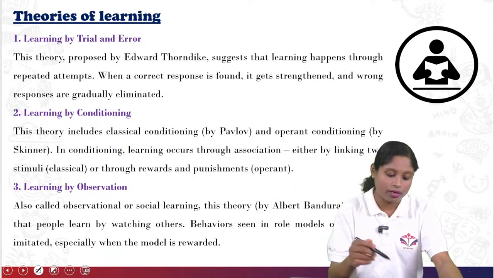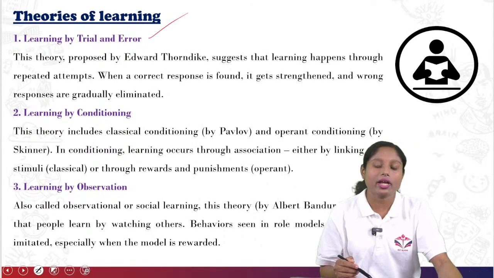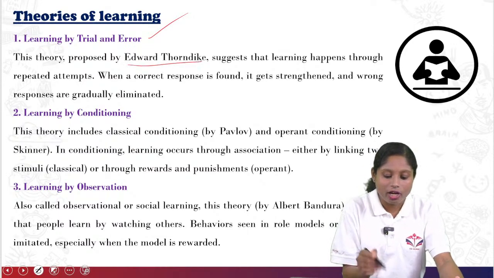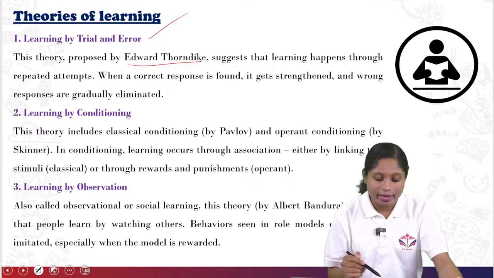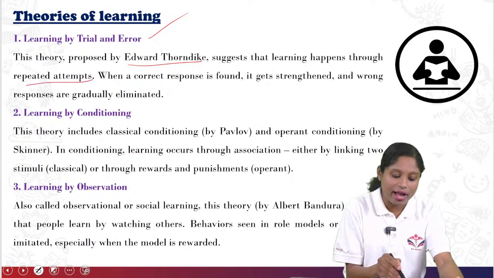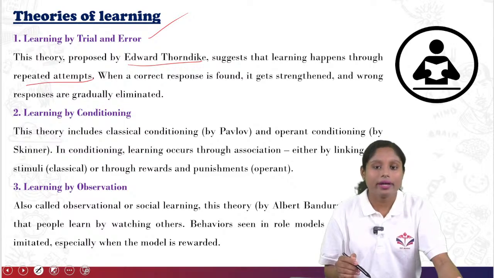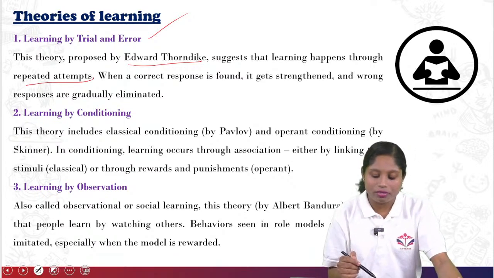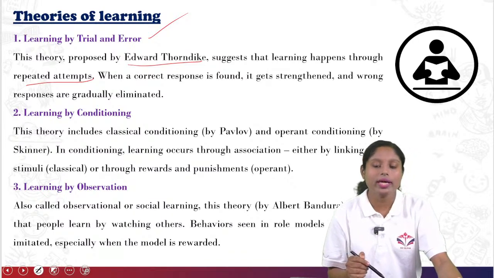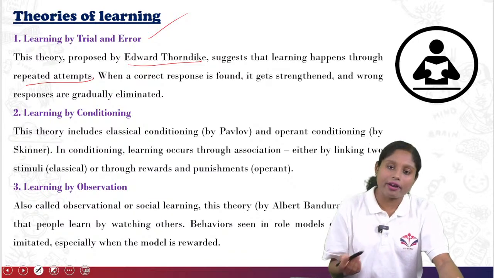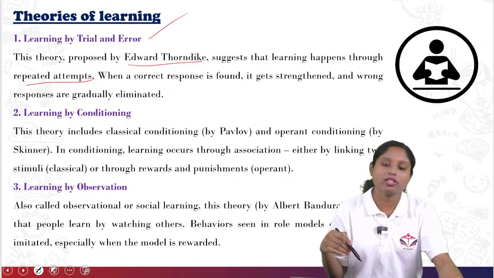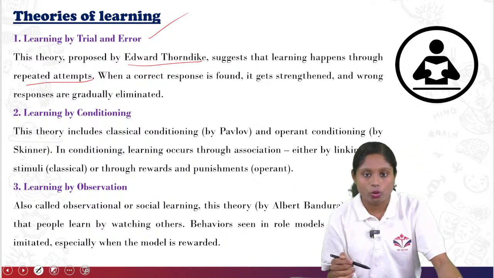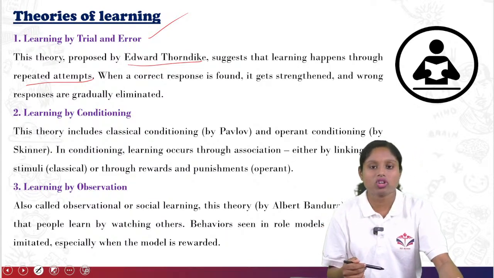So what are the theories of learning? Learning by trial and error. The first theory is learning by trial and error. This theory, proposed by Edward Thorndike, suggests that learning happens through repeated attempts. When a correct response is found, it gets strengthened and wrong responses are gradually eliminated. So if they are getting a correct response, it will be strengthened. If they are getting a negative or wrong response, then it will be gradually eliminated. So that is learning by trial and error method.